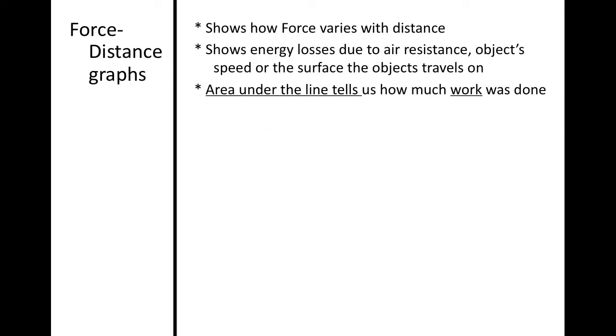We have graphs that are called force-distance graphs, and this shows how force varies with distance. This graph also shows energy losses that are due to air resistance, an object's speed, or the surface that the object travels on. What we do know, which is pretty cool, is that the area under the line tells us how much work has been done.